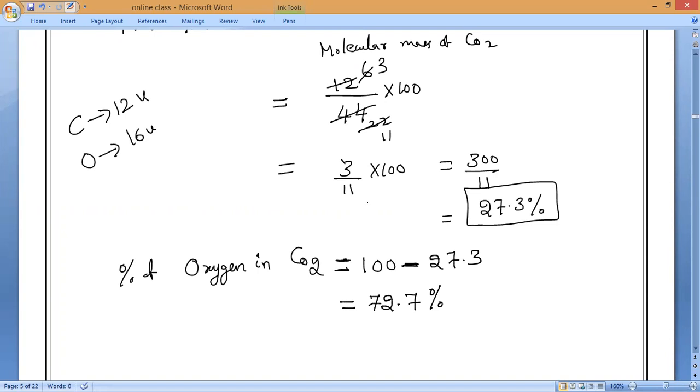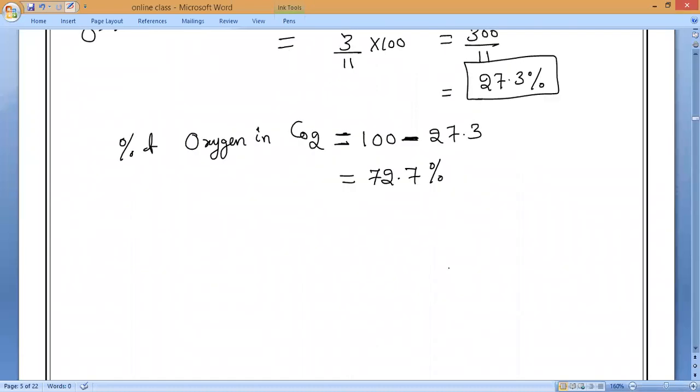Now I will ask you one question. Please complete this one. If anybody has any doubt, ask me. Now one question: if the compound has 3 elements, is it possible to do the second one like this, by 100 minus this one? No, you cannot do that. For example, I am giving you a question to solve and show me. Later I will ask you.